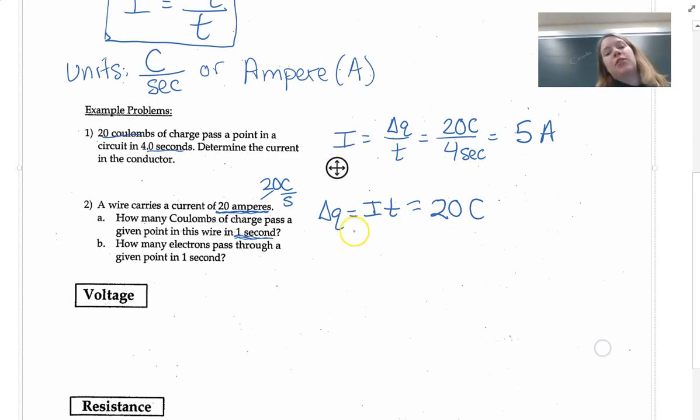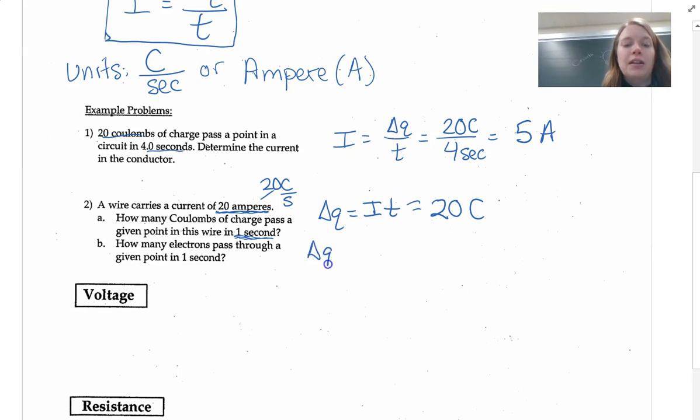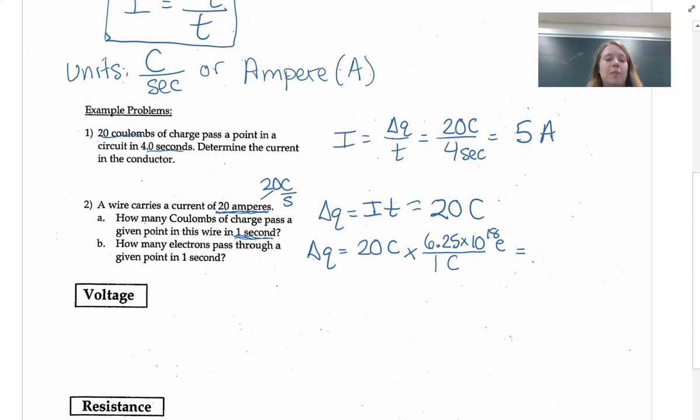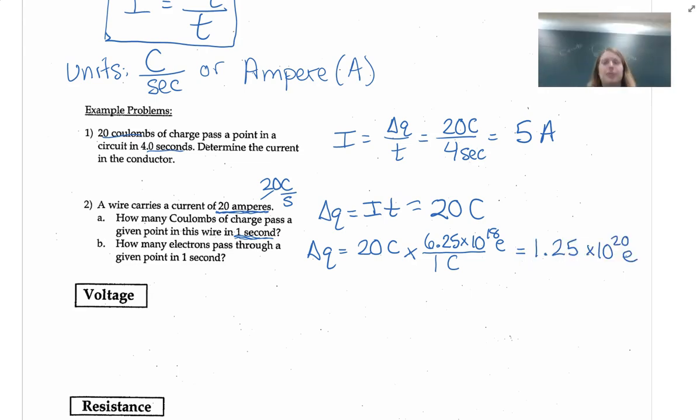So then how many electrons is that? This is just a little bit of a conversion or dimensional analysis problem. So if I have 20 coulombs and I know that 1 coulomb is 6.25 times 10 to the 18 electrons, or elementary charges, then I can easily find my number of electrons by just multiplying those two. I got a calculator and I calculated 20 times 6.25 times 10 to the 18, and I got 1.25 times 10 to the 20 electrons. This is a large number, so you can kind of see more easily why it's nice to work in coulombs.